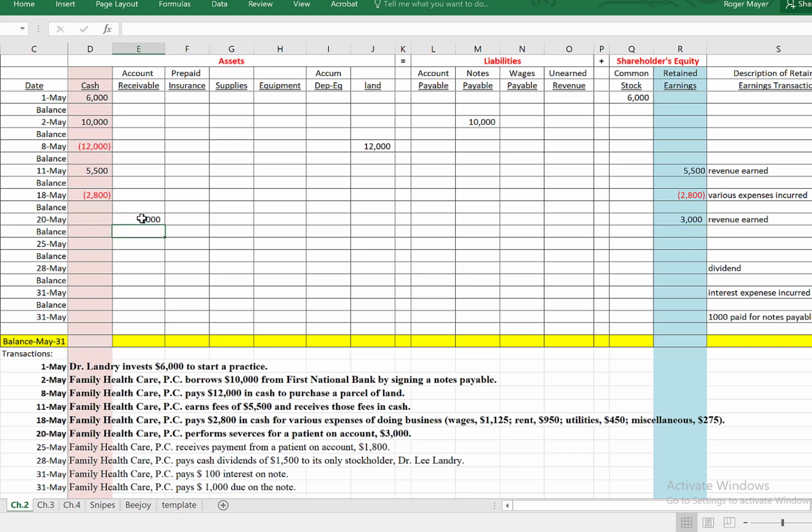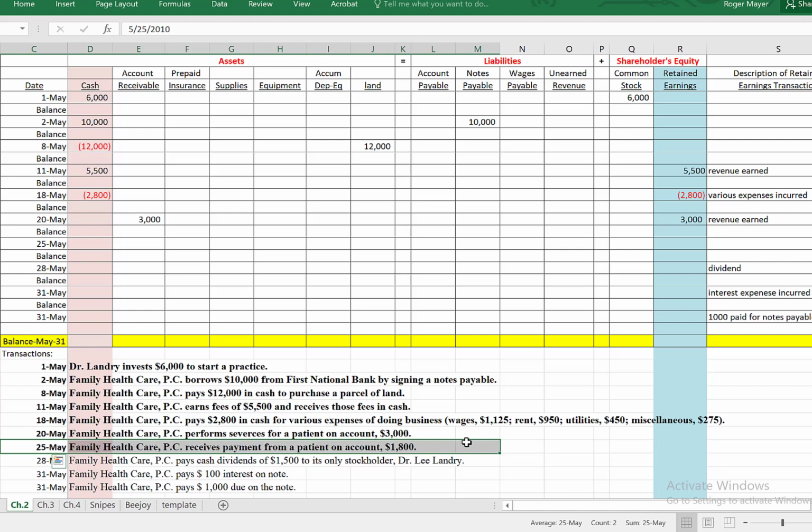Because we have revenue, it was earned, we have the completion of the transaction, but we haven't gotten paid yet. The patient has promised to pay us, but they haven't paid us yet. But it's an asset, and because it is on account, it is represented as an accounts receivable. So what happens May 25th? Okay, so May 25th, the patient comes back and the patient is able to pay some of the balance. Not all of it, but some of the balance.